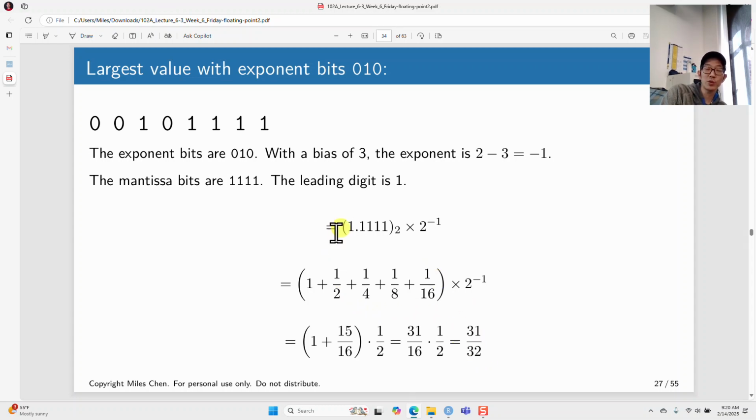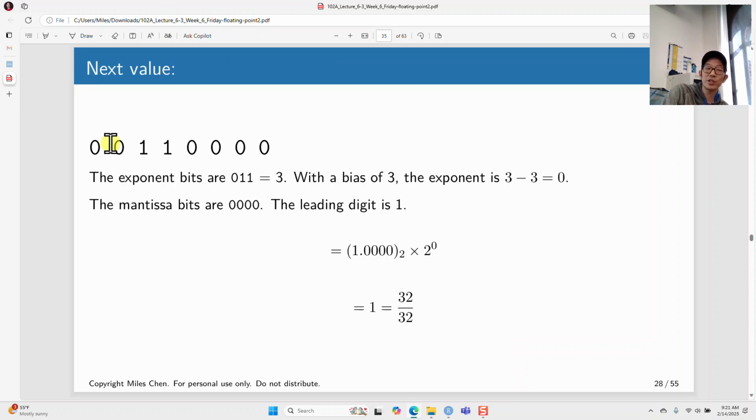At this point, I have 1 plus 1/2 plus 1/4, 1/8, 1/16. That's 1 and 15/16 times 2 to the minus 1. That's going to be 31/32. 31/16 times 1/2, 31/32. All right, if I add a 1 bit here, what's the next number I'm going to get? The next number I get will be 32/32, or just the number 1.